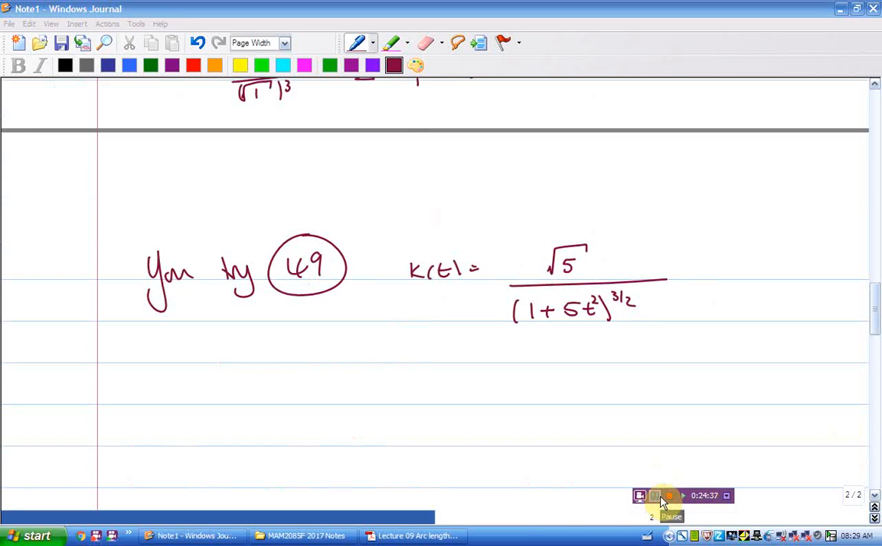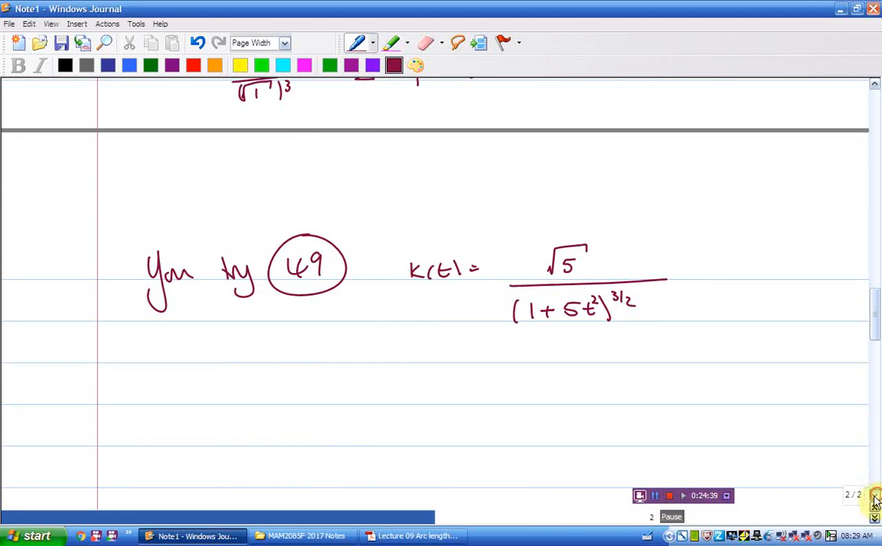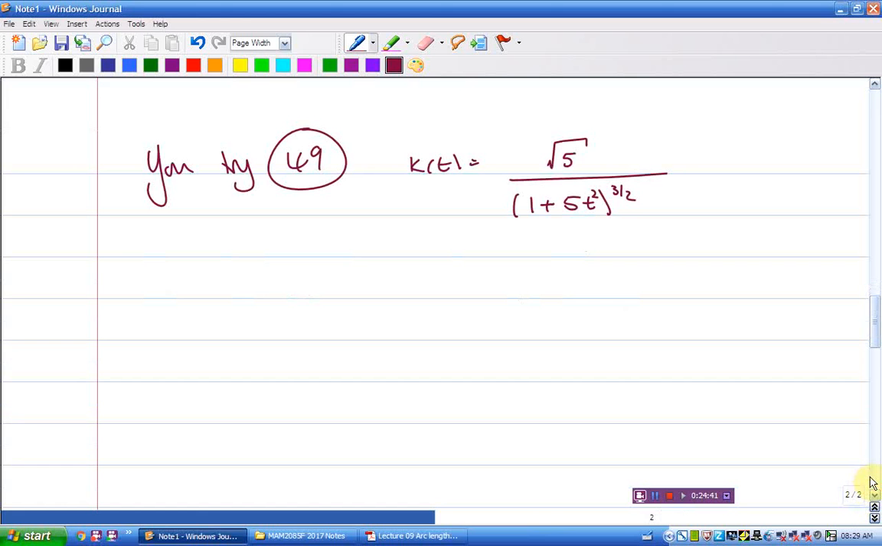All right, we're heading on to osculating planes now. Osculating planes and normal planes and tangent planes, but osculating planes is the main one.